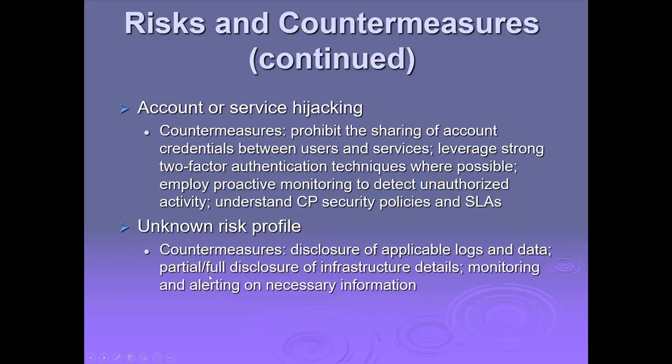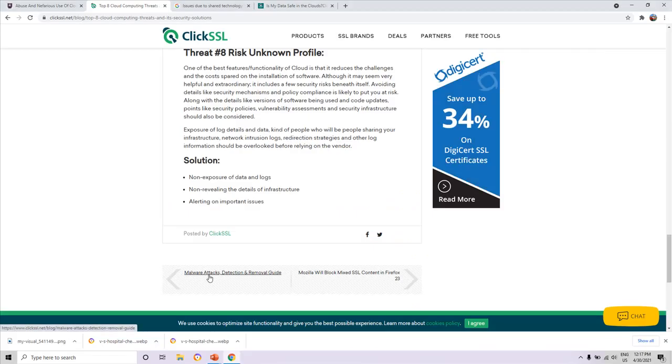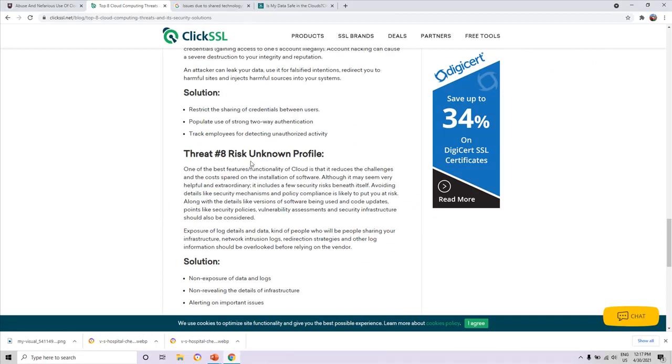The last one is unknown risk profile. One of the best features of cloud is that it reduces challenges and the cost spent on the installation of software. So it is easy to get some software available in the cloud computing environment. However, it may seem very helpful and extraordinary, it includes a few security risks beneath itself. It has its own disadvantages.